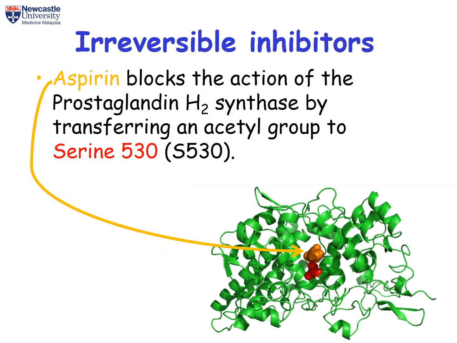However, the use of irreversible inhibitors is not always negative. In medicine, for example, aspirin is used to block the action of prostaglandin H2 synthase, which is an enzyme that causes inflammation and fever. Aspirin can also be used to reduce the risk of getting heart attack and stroke.